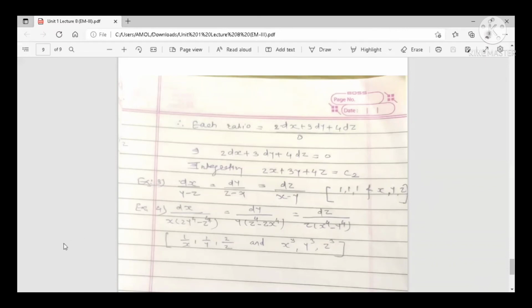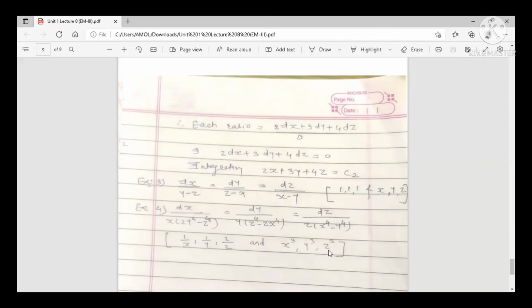Second example: dx upon x into bracket y raised to 4 minus z raised to 4 is equal to dy upon y into bracket z raised to 4 minus x raised to 4 bracket complete is equal to dz upon z into bracket x raised to 4 minus y raised to 4. To find the two sets of solution for the second example, the sets of multipliers given are 1 upon x, 1 upon y, 1 upon z, and second x cube, y cube, z cube. So try yourself and try to find the solutions for the example.